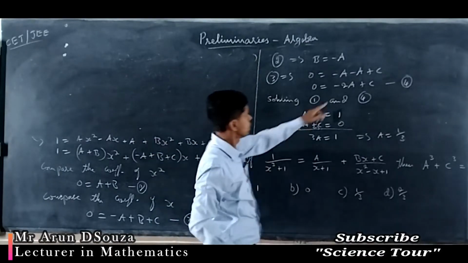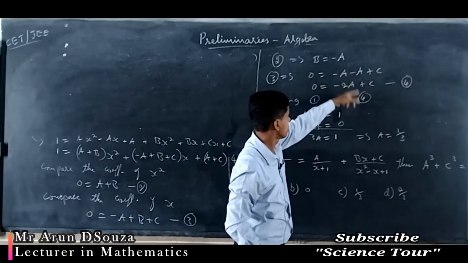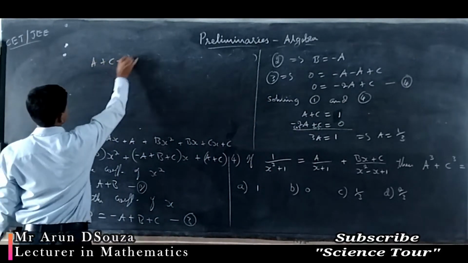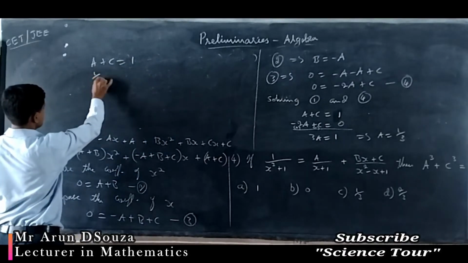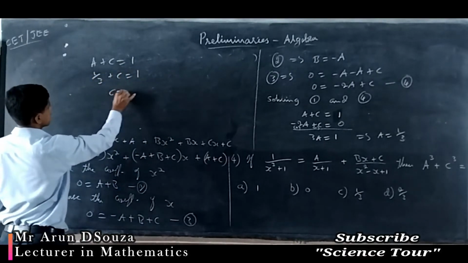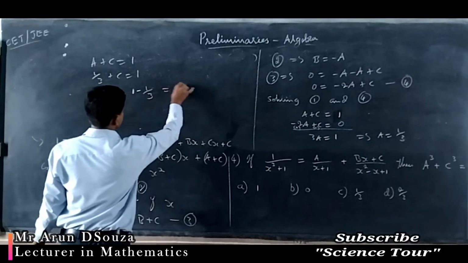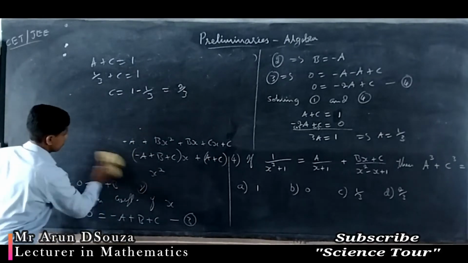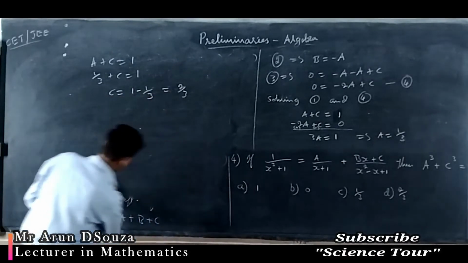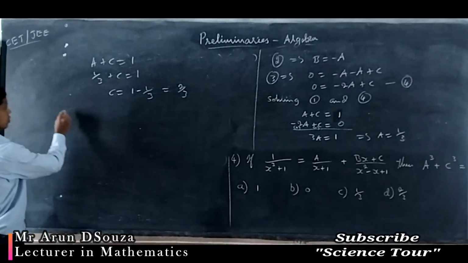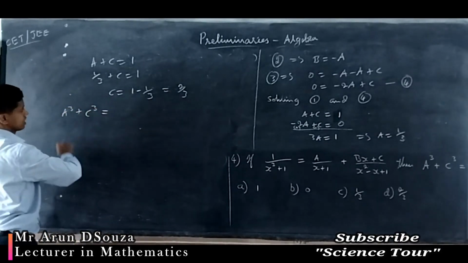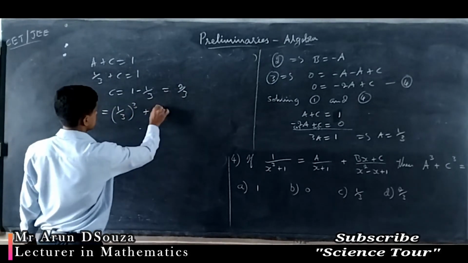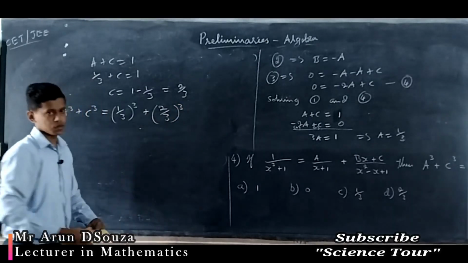You can substitute in this or here, okay, in the first equation. So a plus c is equal to 1. Now that I have got the value of a, I can substitute, and then c will be 1 minus 1 by 3, which is 2 by 3. Well, finally find the value of a cube plus c cube, and that's the end of this answer. Well, so a cube plus c cube is, see what is a cube here, 1 by 3 whole cube plus c cube 2 by 3 whole cube, right?